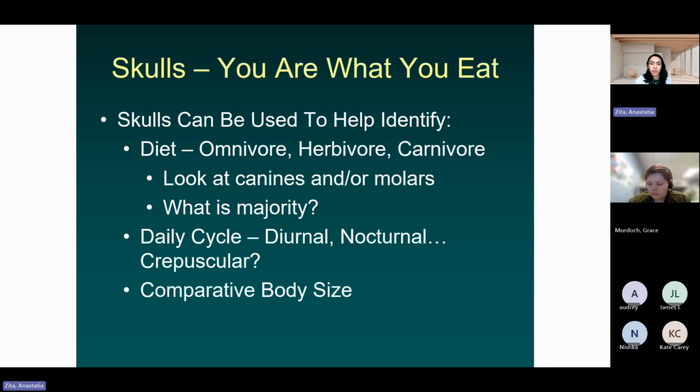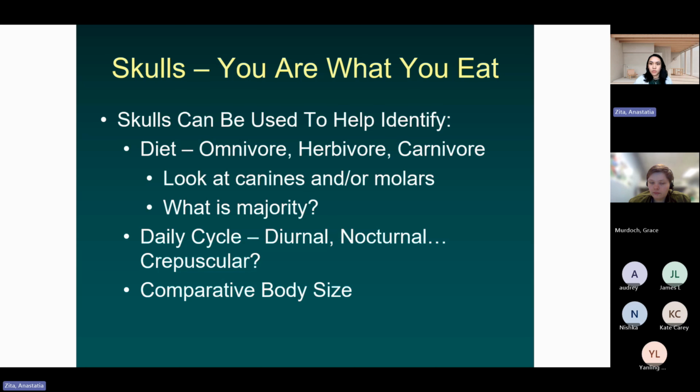So skulls. I love skulls. I think skulls are very helpful when identifying different animals. You'd be looking at their teeth, eye sockets, nasal passages, and whether or not they have horns or antlers, and even the individual plates on their skulls. All of those things can tell us what it eats, when it's most active, how it sees and smells, whether it's a predator or prey, its age, and sometimes even its sex.